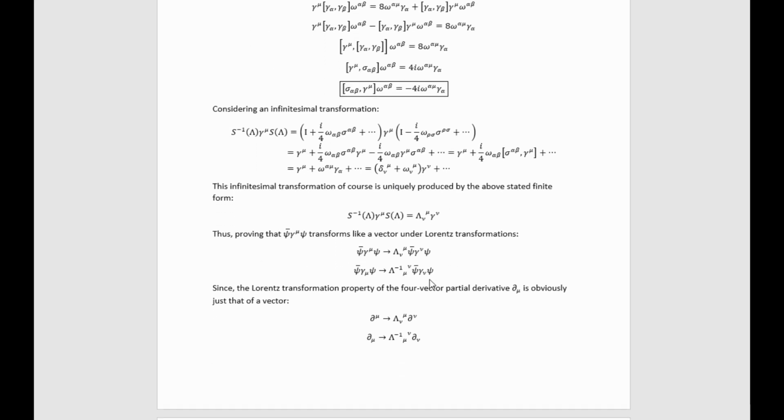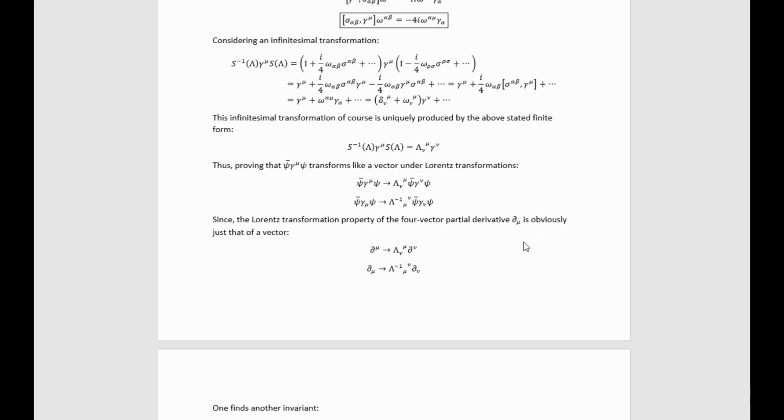Now, because the finite forms that produce these infinitesimal transformations are unique, we can then see that the finite form for this relation here has to be this. Thus, we've proved that key relation, and therefore that this thing really does have these transformation properties.